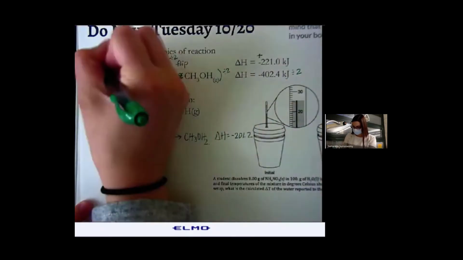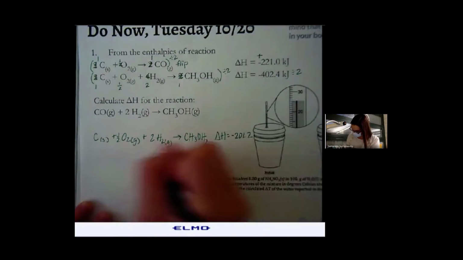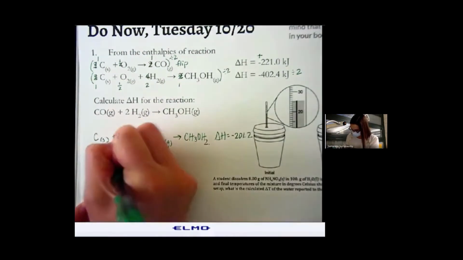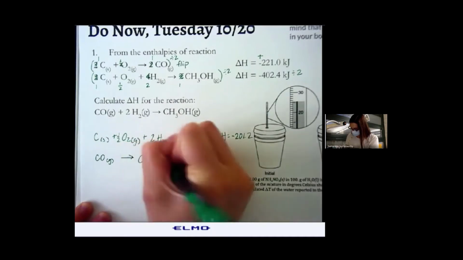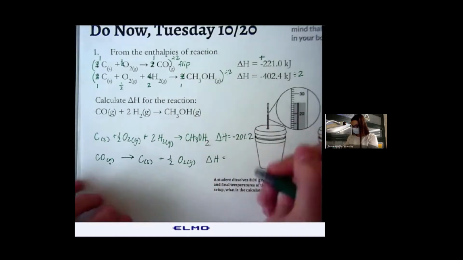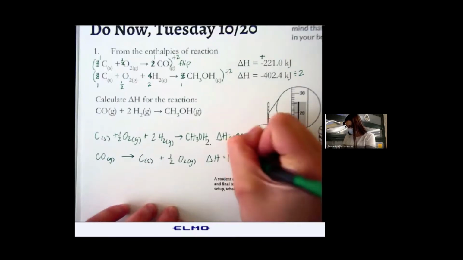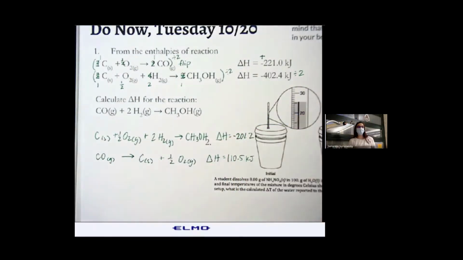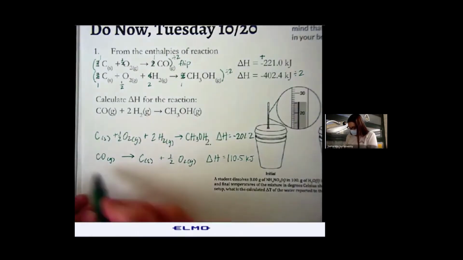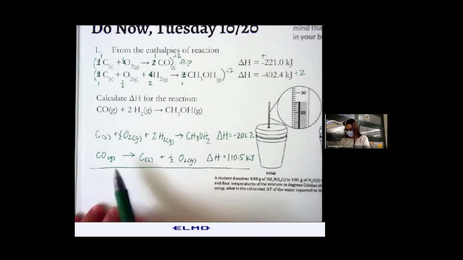So that's going to give me 1, 1/2, and 1. So I'm going to rewrite this equation. CO yields carbon plus 1/2 O2. And so for that delta H, 221 divided by 2 is 110.5. That's going to be positive because I had to flip the reaction. So I've manipulated these 2 equations. I know I didn't line up the arrows here, but we can take a look at this.